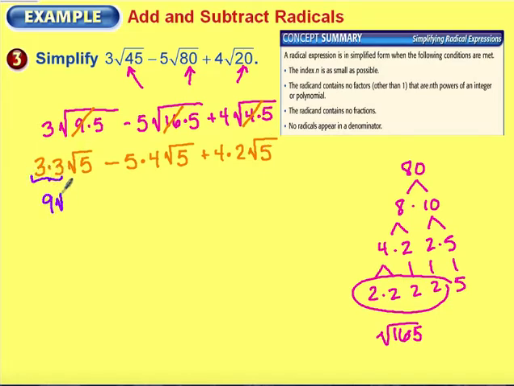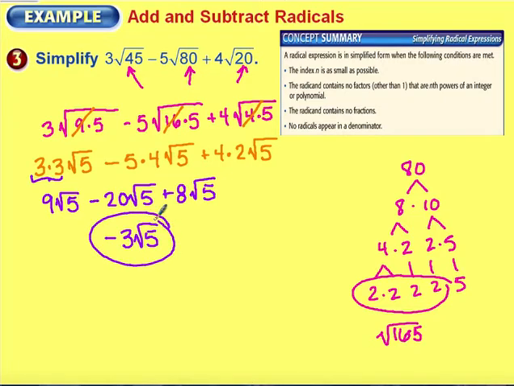I have 9 square roots of 5 minus 20 square roots of 5 plus 8 square roots of 5. So if you can see here, 9 minus 20 is going to give me negative 11, plus 8 is going to simplify to be negative 3 square roots of 5. Now notice that I could not add or subtract until I got all of these radicals to be the same. And if they don't all simplify to be the same, then just go ahead and add the like terms. So this gives me negative 3 square roots of 5.